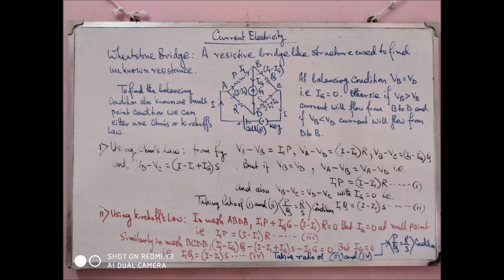Now the question is, of these 4 resistors P, Q, R, S, which are known and which are unknown? The answer is P, Q, R, these three are known, and S is the unknown. So to find any unknown resistance value, we just connect that unknown resistance at the arm between D and C. That is our S, unknown.